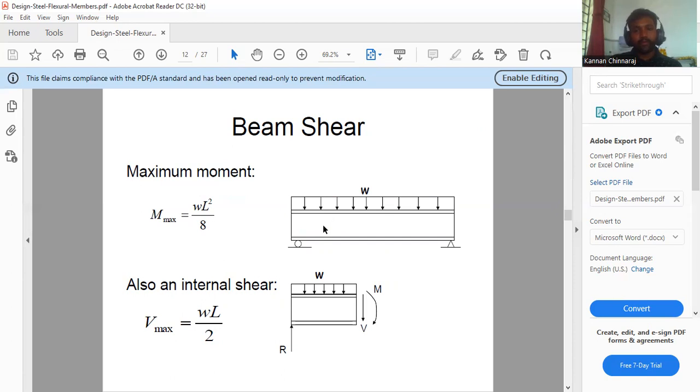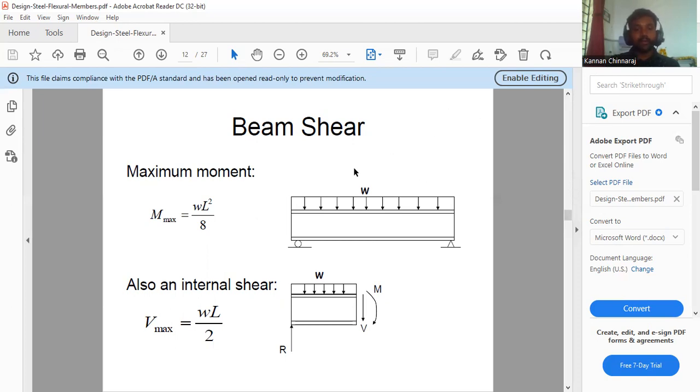We have to calculate the maximum bending moment in a simply supported beam having a uniformly distributed load throughout its length. The maximum bending moment of the simply supported beam equals WL squared by 8. This equation is derived by determining the reactions initially, using the equilibrium condition summation of forces equal to 0. The reactions are RA equal to WL by 2, and RB equal to WL by 2.